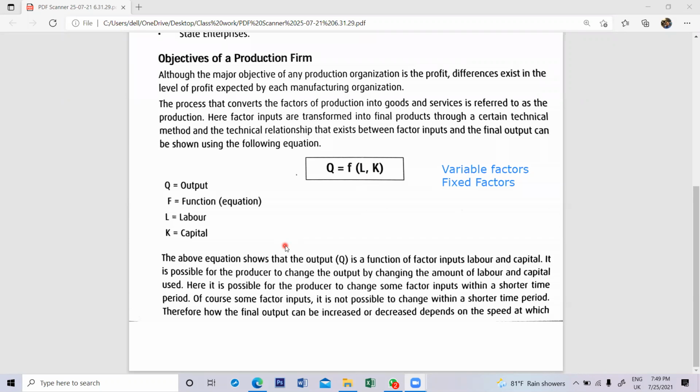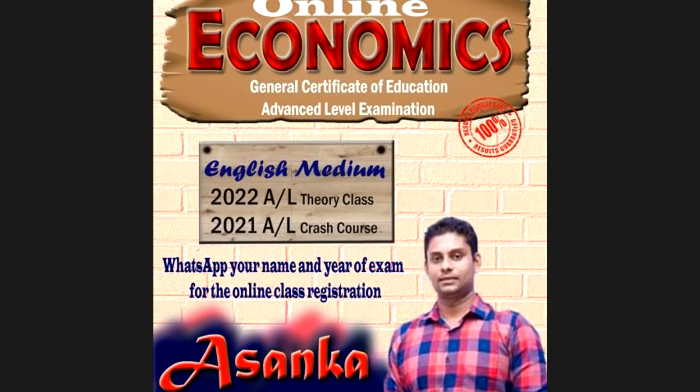Here, it is possible for the producer to change some factor inputs within a shorter time period. Of course, some factor inputs it is not possible to change within a shorter time period. Therefore, how the final output can be increased or decreased depends on the speed at which, simply, the total output of a business depends upon the factors which are employed by the organization. So then we look at the next one.